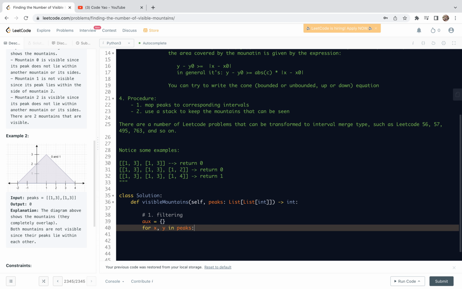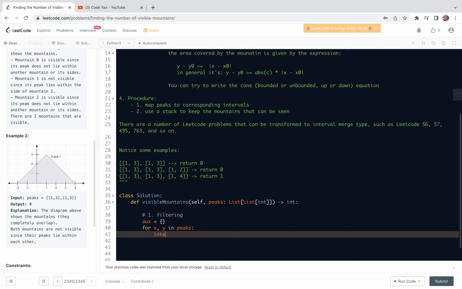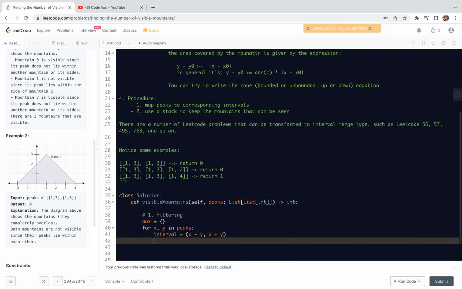So for x, y in peaks, the corresponding interval is actually, here I'm going to use a tuple because a tuple is immutable. We want to use this interval as a key in the aux dictionary. That is x minus y, x plus y. And then we're going to set the frequency of this interval by incrementing its previous frequency by 1.